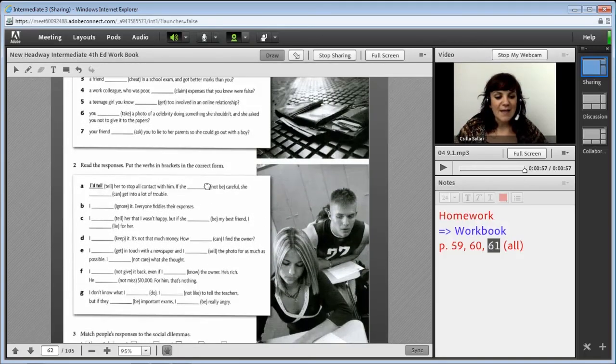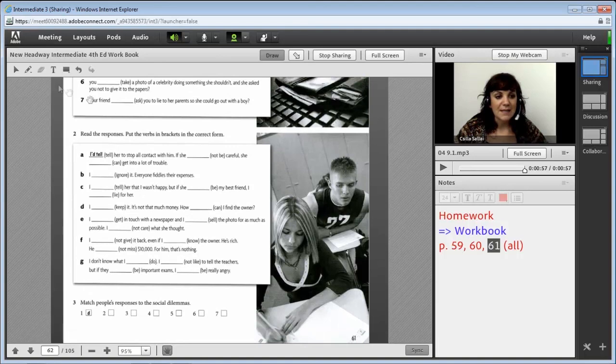Now let's move on to the second and the third parts of this exercise. We have number 2 here. Read the responses. Put the verbs in brackets in the correct form. So they are responses to the questions in the first part of this exercise, but again, you need to complete the sentences with the correct form of the verbs in brackets. Don't forget to use the second conditional for unreal present. If plus past simple, would. That's right. And the third part of this exercise is match people's responses to the social dilemmas.